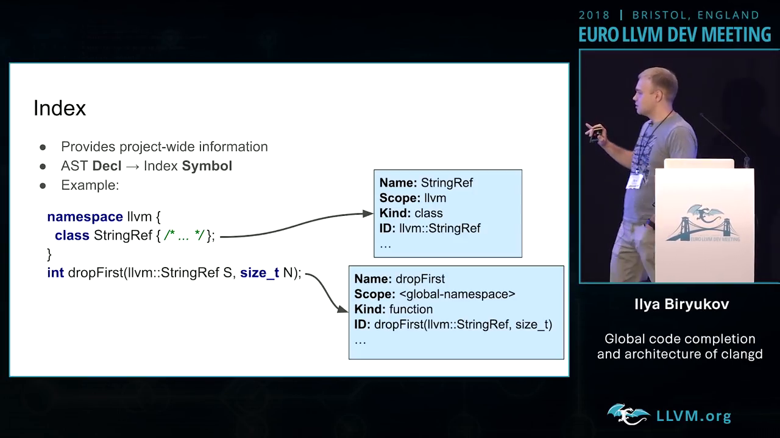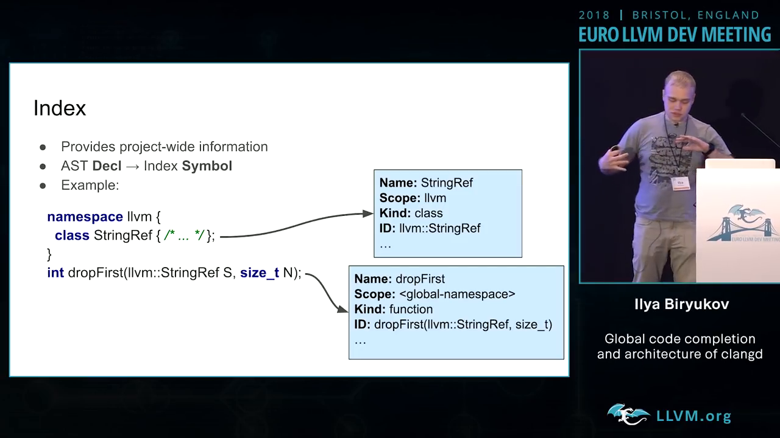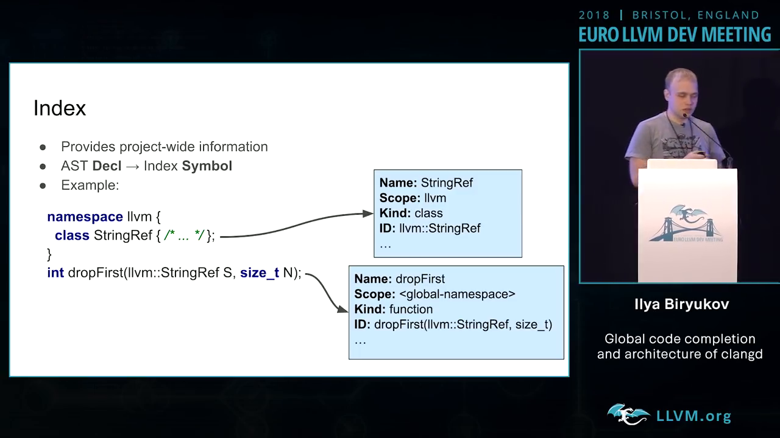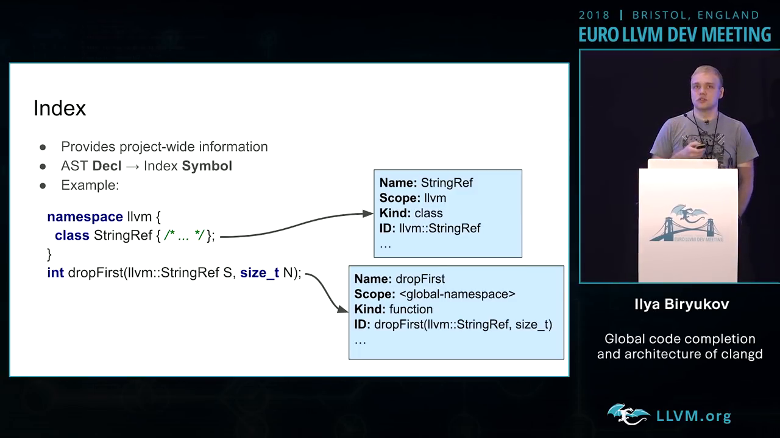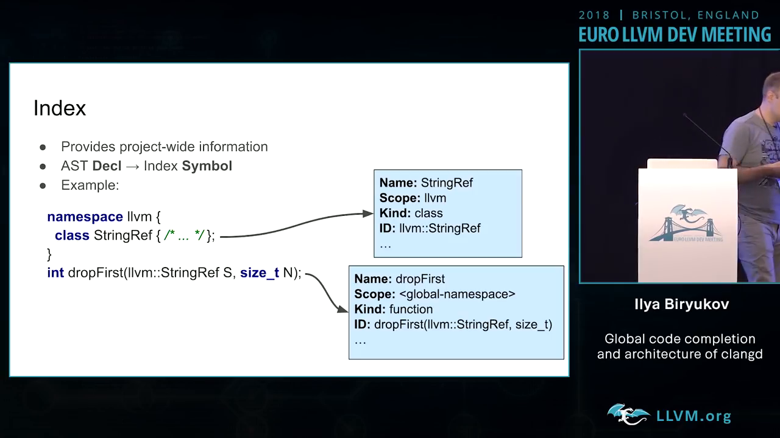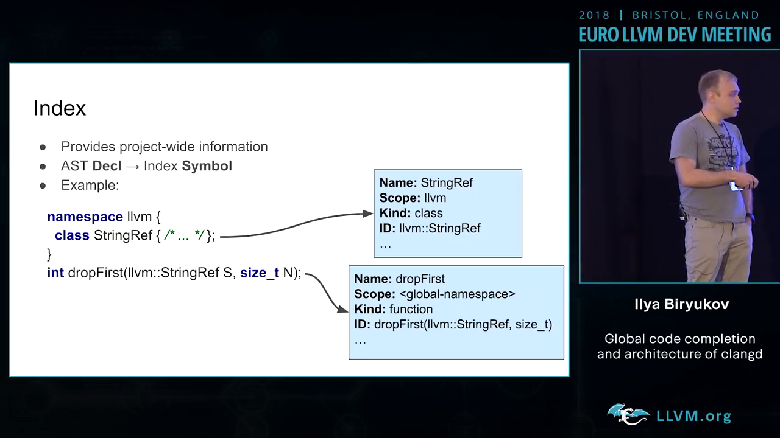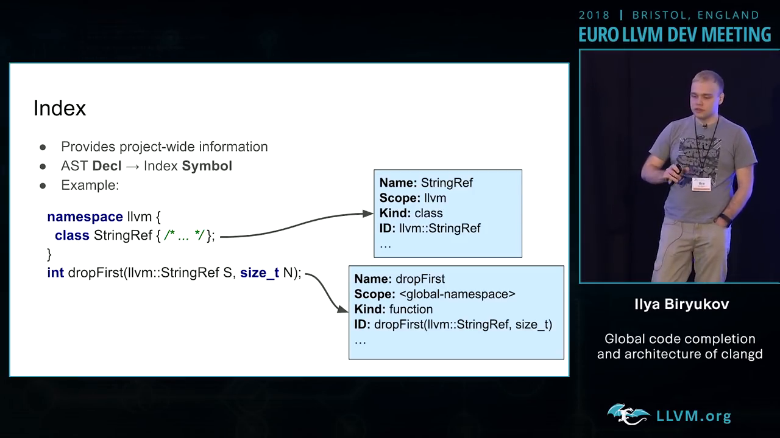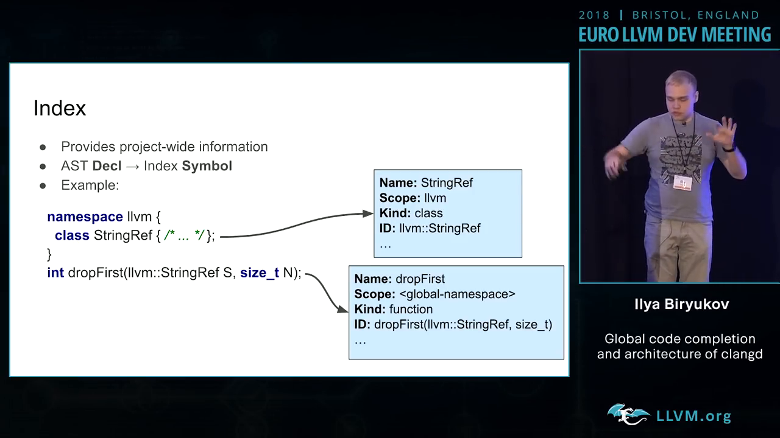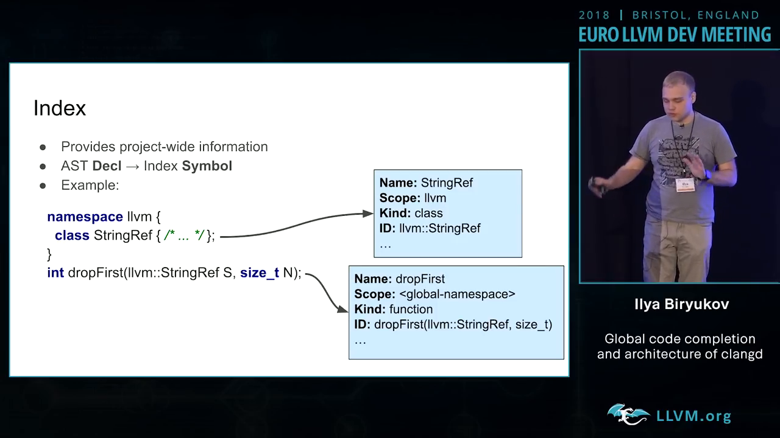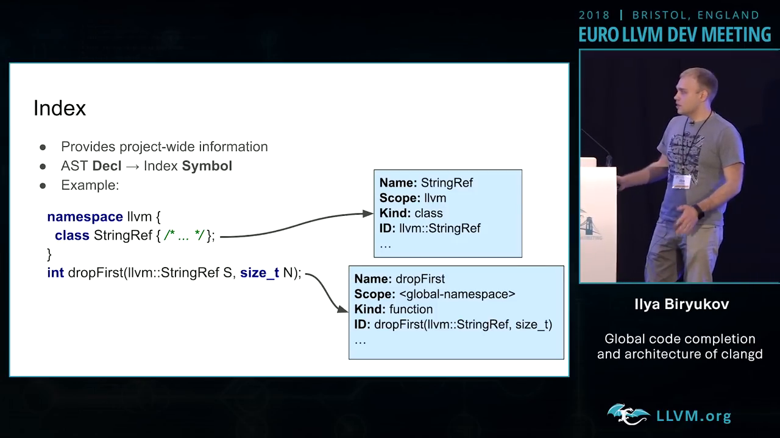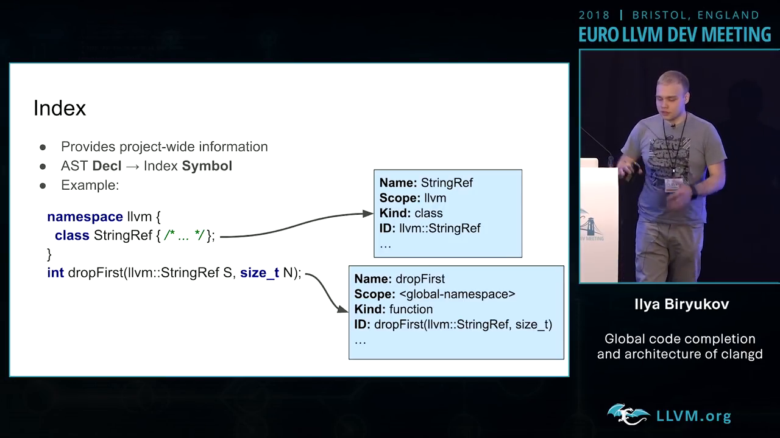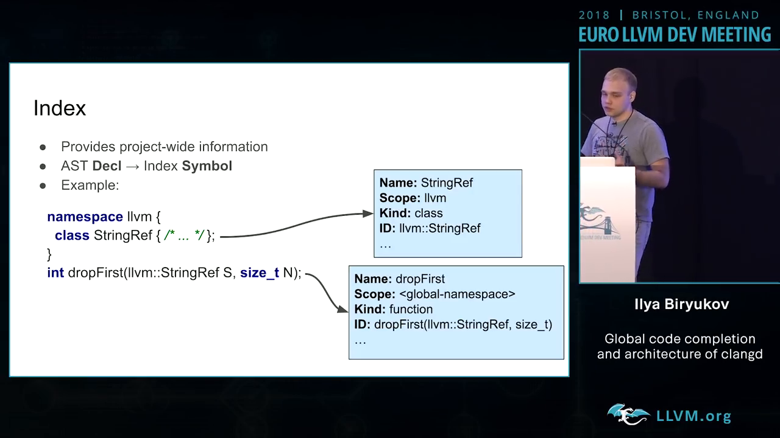ID is a thing that allows us to deduplicate different symbols between multiple translation units. If you're familiar with the notion of USR in Clang AST, then it is exactly that. If not, then USR is just a form of mangled name that will allow you to match different declarations between multiple translation units together. In that sense, the index works like a linker for your C++ project, not like a compiler.